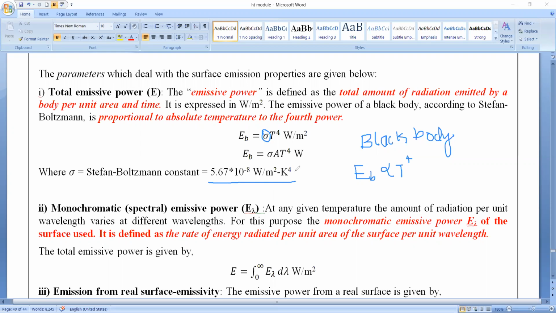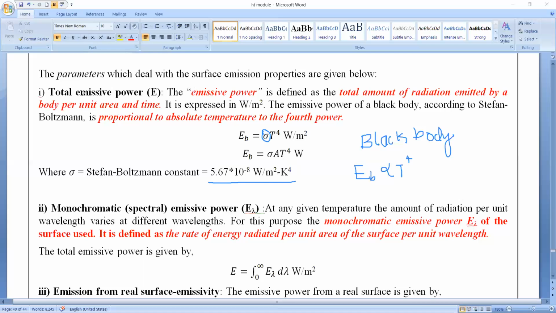Sometimes in competitive exams, they will ask what is the SI unit for Stefan Boltzmann's constant. So please remember students, watt per meter square Kelvin to the power 4. Or sometimes they will ask what is the value of the Stefan Boltzmann's constant, that is 5.67 into 10 to the power minus 8 watt per meter square Kelvin to the power 4.